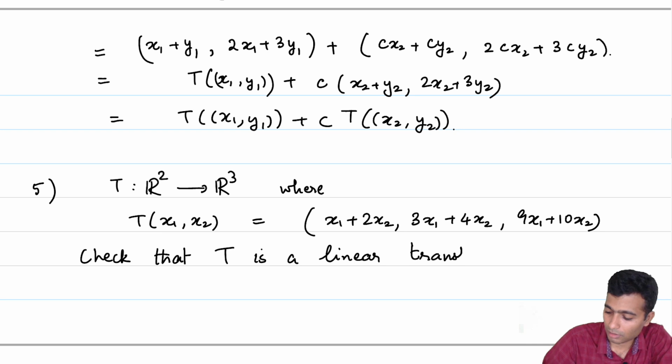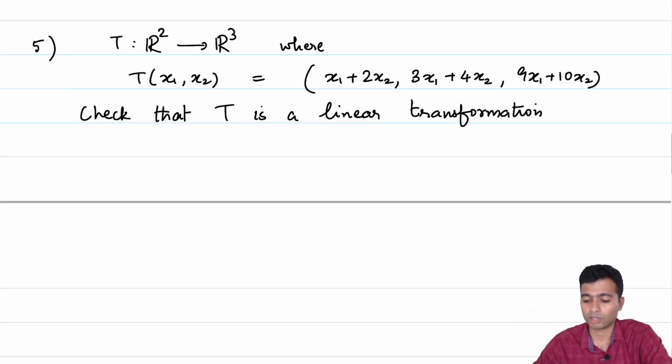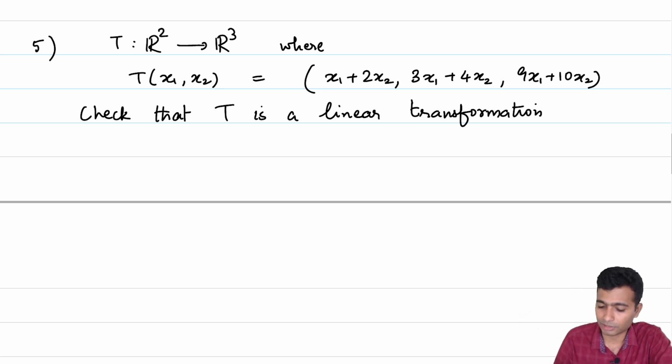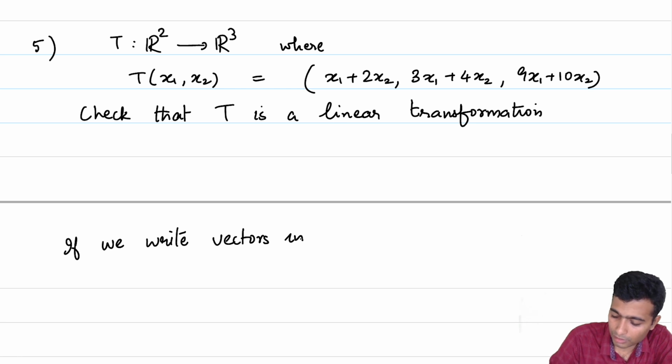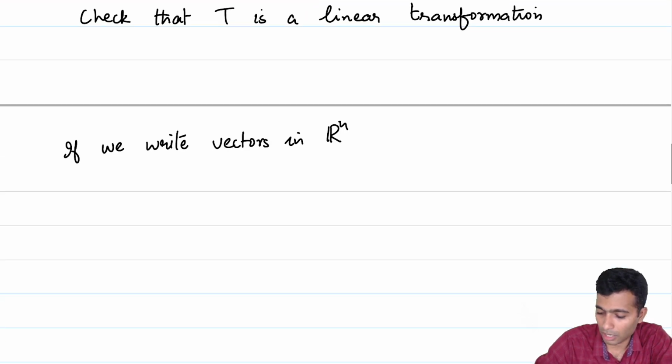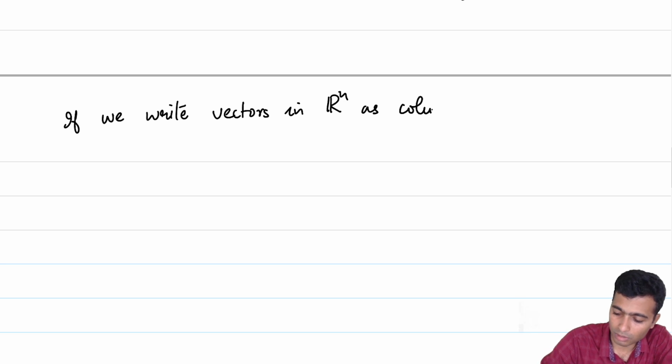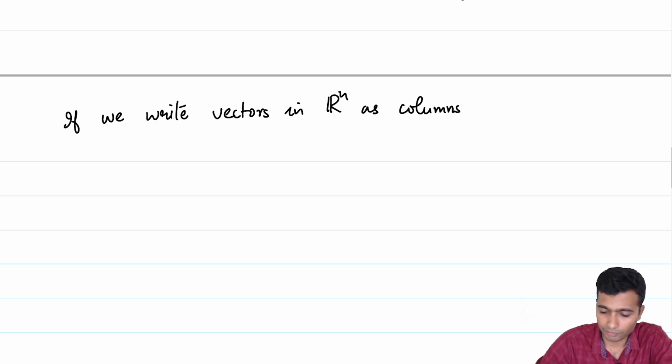Yes, at this point, let us focus on how we can rewrite this in order to see if it can be realized as multiplication by a matrix. I am sure you should be familiar with matrix multiplications. So, if we write vectors in Rn as columns instead of rows, what can we write this as?